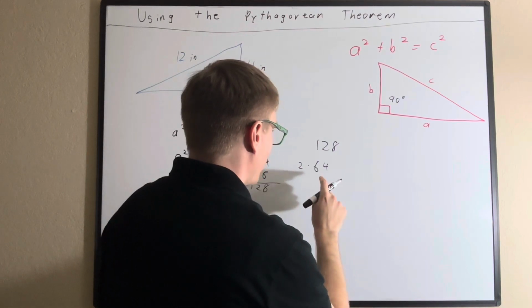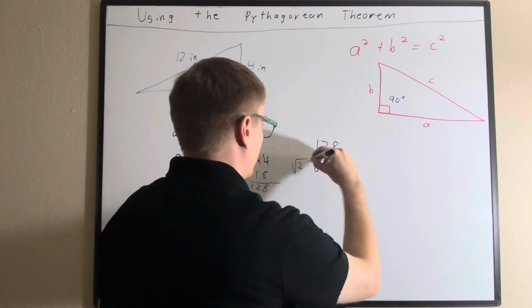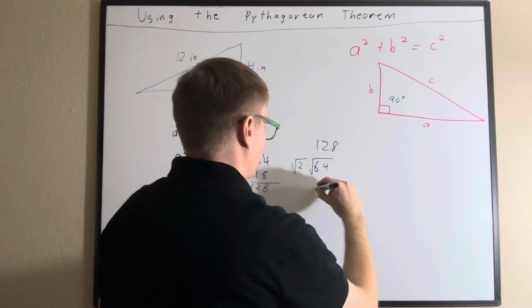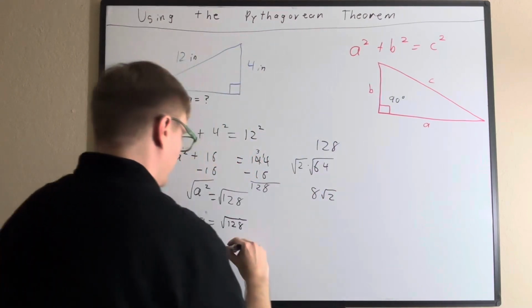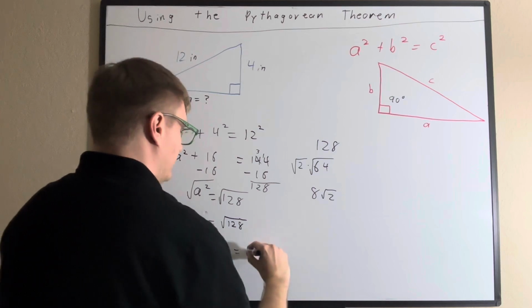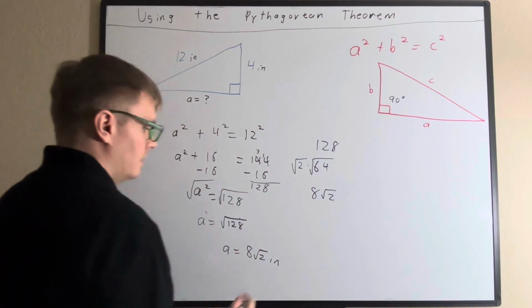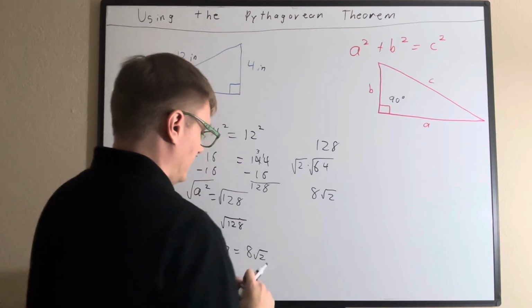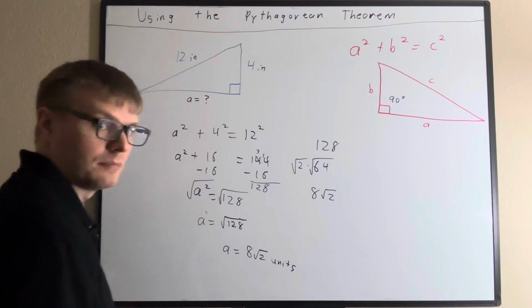So, what's the square root of 64? 8. And we have square root of 2 left. So, our missing side is 8 square root of 2 inches, or whatever units that you use here. Okay.